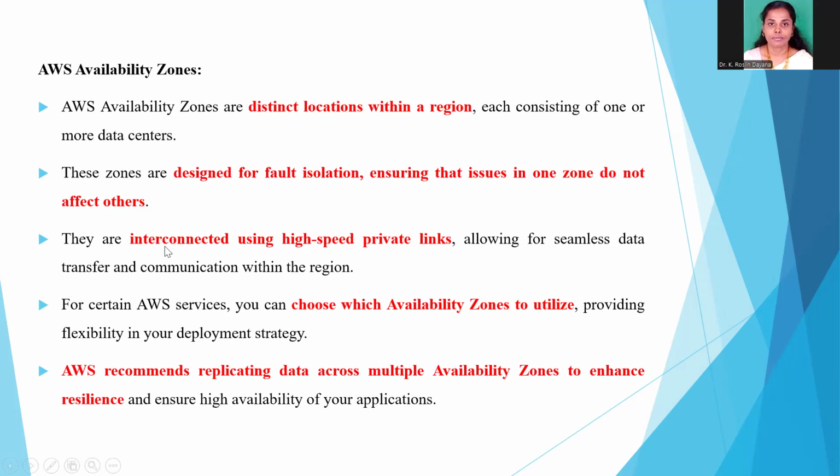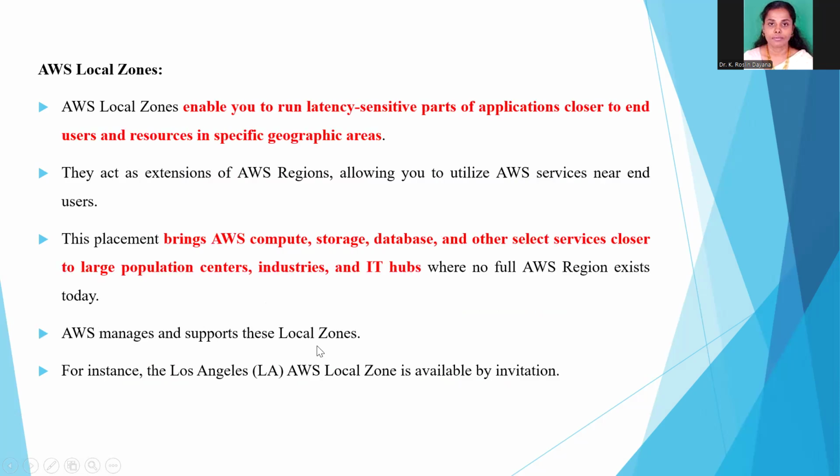All zones are interconnected using high-speed private links, which allows for seamless data transfer and communication within the region. For certain AWS services, we can choose availability zones to utilize, providing flexibility in the deployment strategy. AWS recommends replicating data across multiple availability zones to enhance resilience and ensure high availability of our applications.